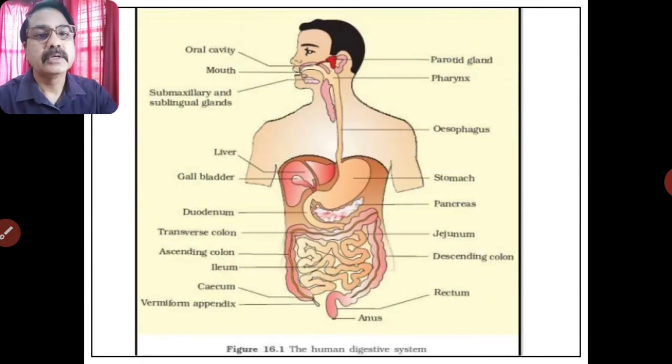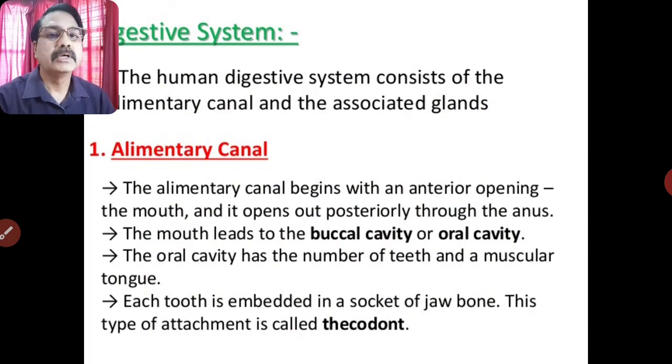Okay, so this is the basic. We will learn about the parts of the digestive system. The human digestive system consists of the alimentary canal and associated glands. Some glands are very important, which we will be learning further. Actually, the term digestion is the conversion of complex food, what we eat, into simpler forms. Simpler forms means that the nutrients we get from the food are absorbed by the body to give maximum benefit.